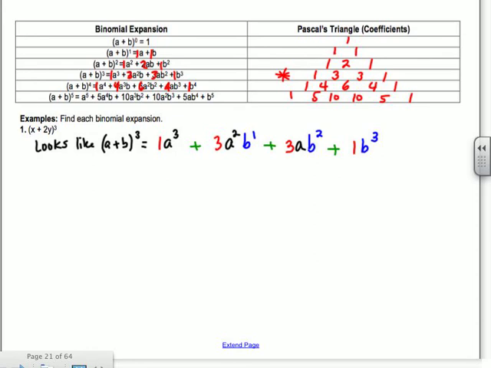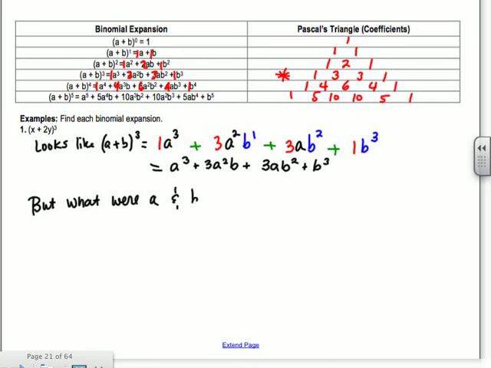All right, so the expansion for (a plus b) to the third is just a cubed plus 3a squared b plus 3ab squared plus b cubed. So that's pretty easy to construct, right? You can find that pretty quickly. But what were the a and b values? So in your original, what's in the a spot? x, right? What's in the b spot? 2y. So now you go back through and you say, okay, well, (x plus 2y) cubed.